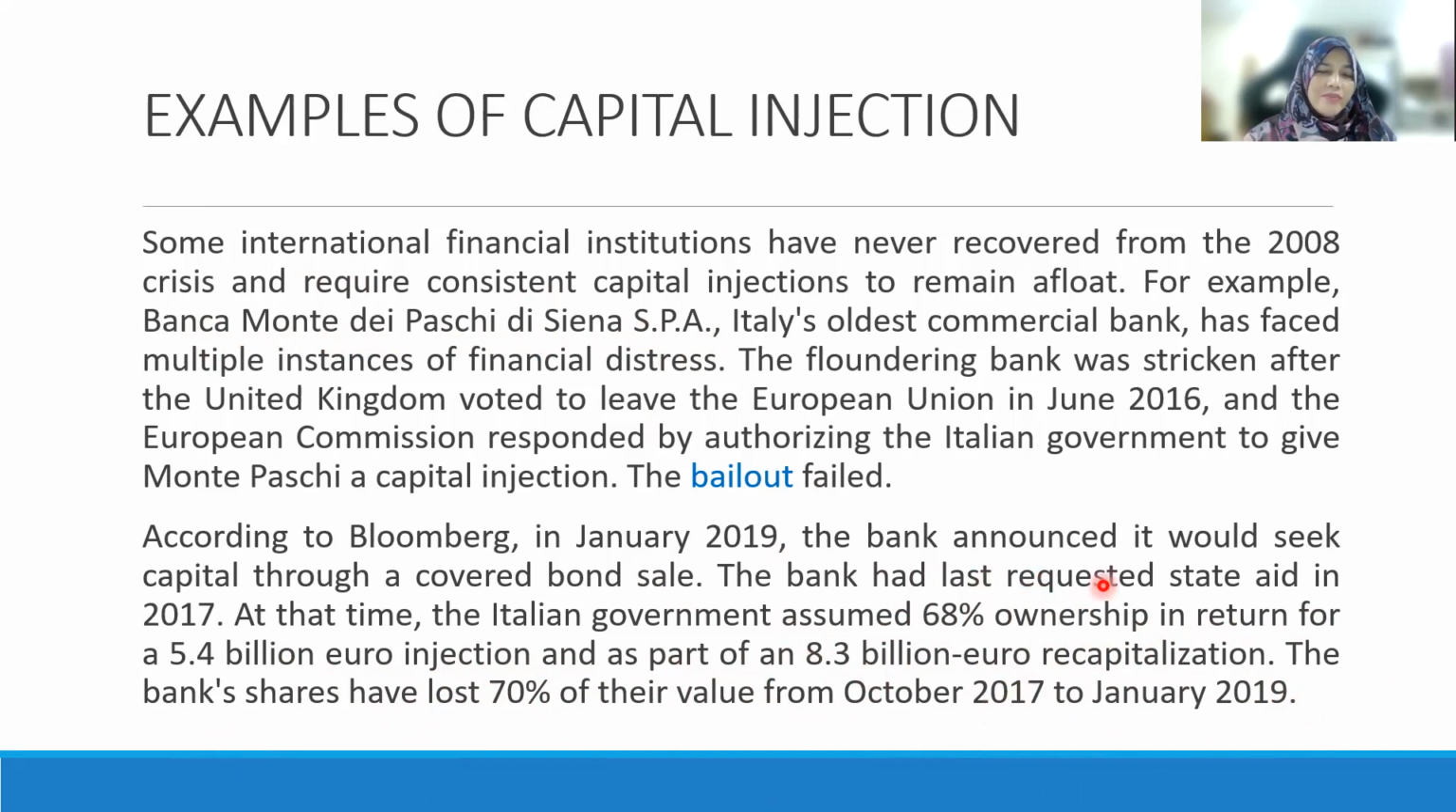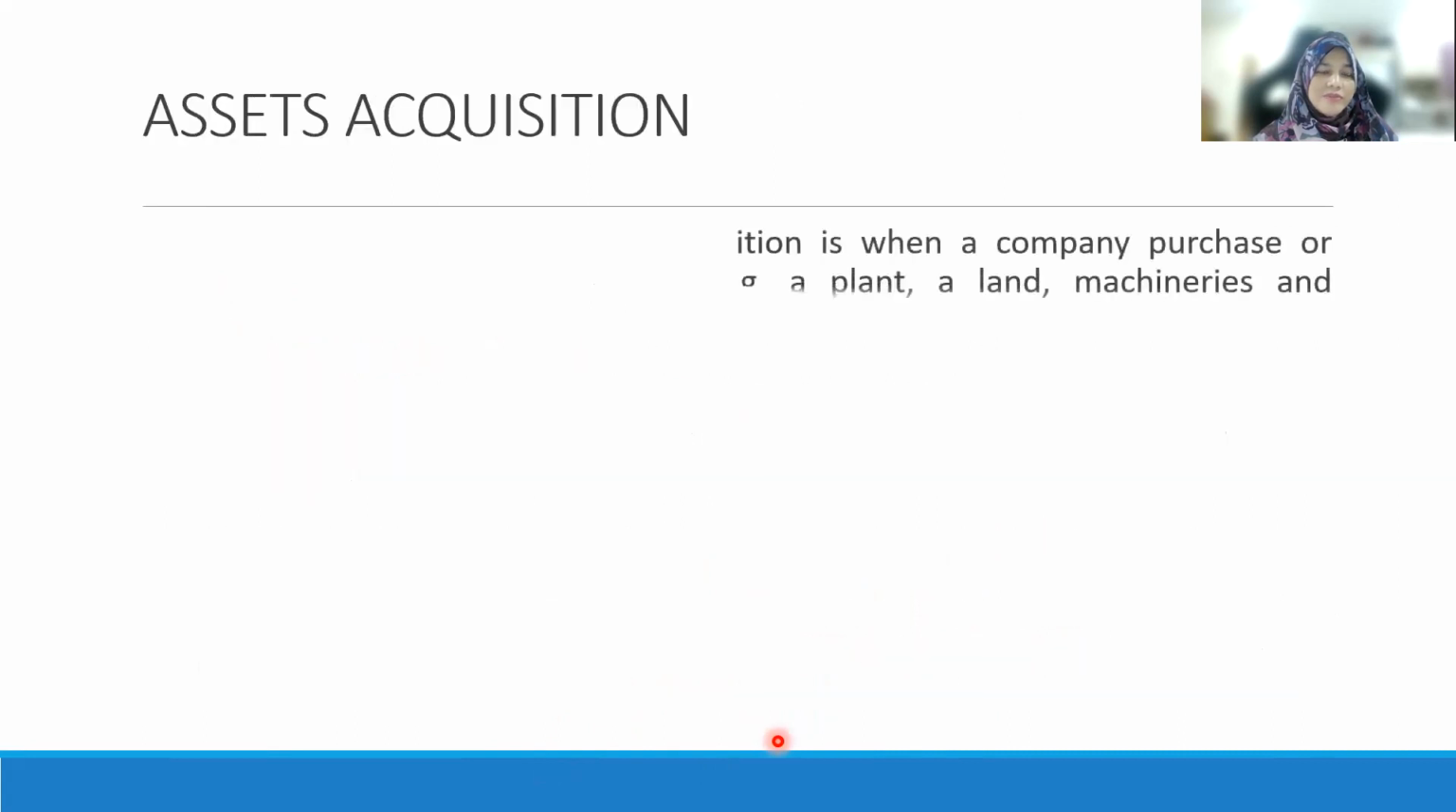So what does it mean here? Even though the government helped the bank, and this particular bank specifically, Banca Monte dei Paschi, even though the Italian government helped them by injecting 8.3 billion euro, and in return the government has 68% of the ownership of the company, still the bank made a loss. The bank lost 70% of its value in just a 2 year period. So that shows that capital injection sometimes fails.